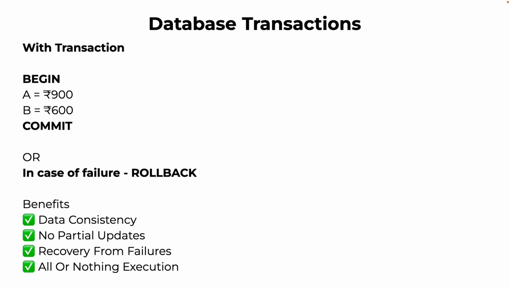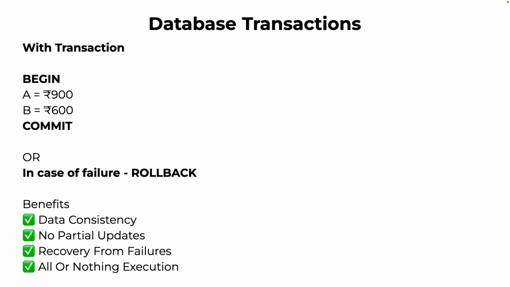So the benefit of transaction is data consistency. Data consistency means suppose you start with whatever your initial account balance was, and if the server crashes, it will go back and get restored to that particular state only. There will be no incorrect state where an amount is deducted from one account and it is not updated in the second account. Then next, there will be no partial updates, which I mentioned just now. Recovery from the failure will happen automatically, and it is simple, all or nothing executed.